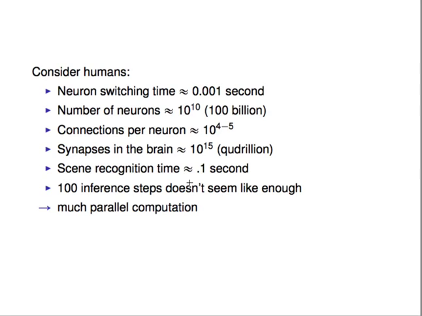To recognize a scene takes us about a tenth of a second. And doing 100 inference steps to infer something, or to find something, or to classify something, doesn't seem like a lot when we have neurons. There's a lot of parallel computation here.